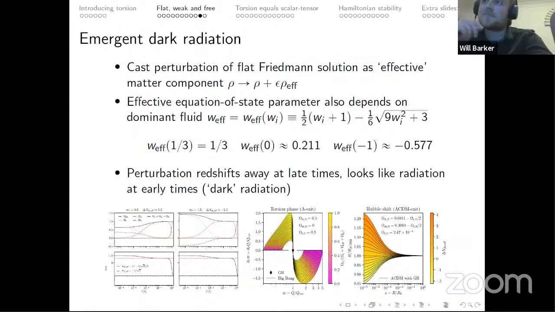And that effective matter component is going to have an equation of state parameter which depends again on the dominant equation of state parameter. So it turns out that this is only important when physical radiation is dominant in the universe. A perturbation of the flat lambda CDM solution will look like you have extra dark radiation present. If matter or dark energy are dominating, then the perturbation is actually going to go away very quickly.